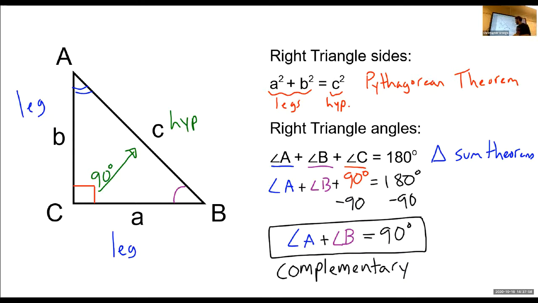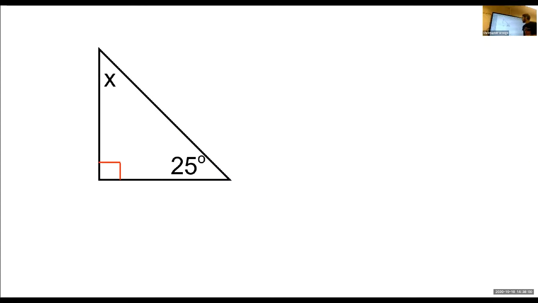Let's look at an example. If I move forward, here's a right triangle where I'm given one of the two acute angles, but I don't know the other one. Now, there's two ways we can approach this problem. One way is using the triangle sum theorem, but that way will take longer. We could also use what we just talked about, but I'm going to show both ways this time.